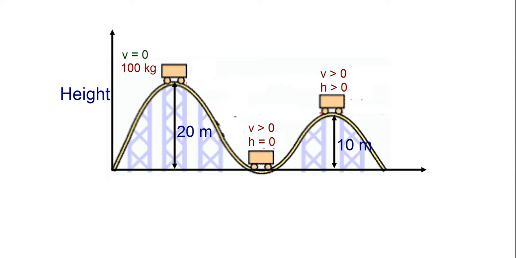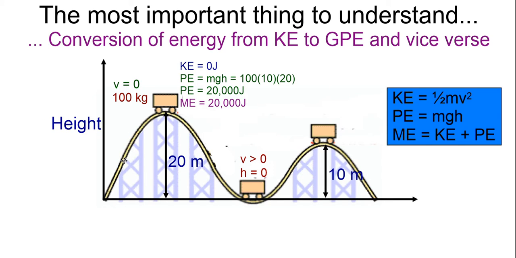Let's see how the energies work. Here are your formulas. Now he's on top with no velocity, so I'm not going to bother with that calculation. I know v is 0, so kinetic energy is 0. However, here we have to do a calculation. He has some mass and height, so it's going to be mass of 100 times the 10, which is your constant g, and 20 is your height. He has 20,000 joules of potential energy, and of course our total mechanical is 20,000.